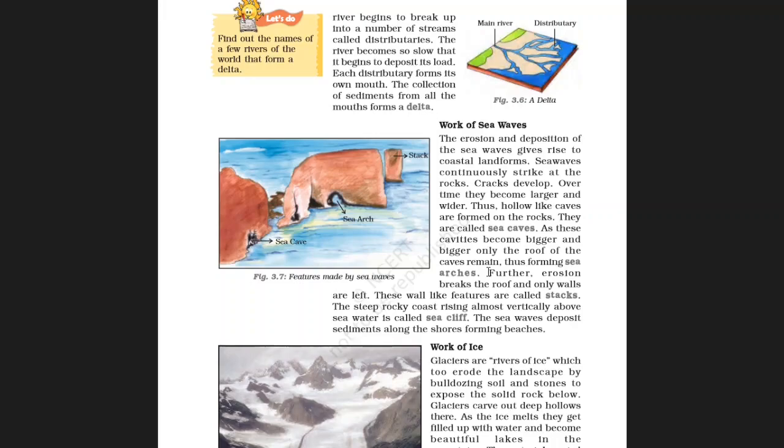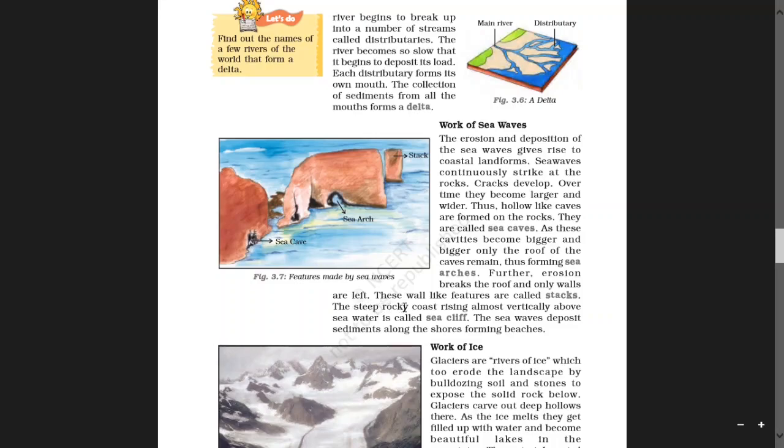Further erosion breaks the roof and only walls are left. These wall-like features are called stacks. Stacks means a pile of objects.